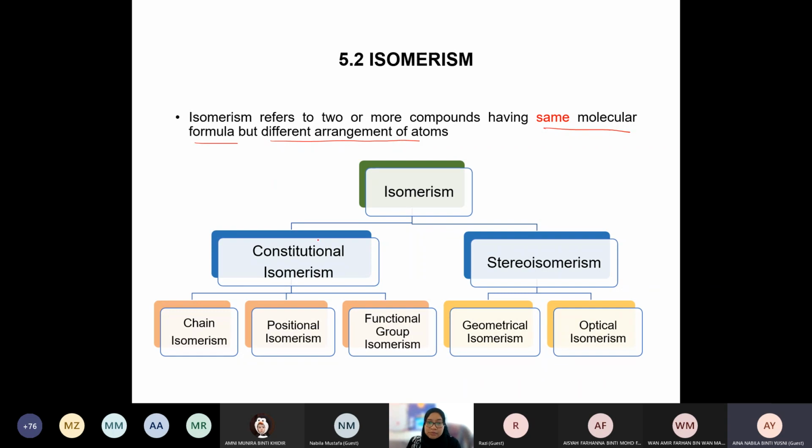Okay, so isomerism can be divided into two: constitutional isomerism and also stereoisomerism. I believe the one that you have learned in school last time is constitutional isomerism. So constitutional isomerism can be divided into three. We have chain isomerism, positional isomerism, and functional group isomerism. On the other hand, stereoisomerism, we have two of them, which is geometrical and also optical isomerism. So this is totally new. This is the one that you have learned.